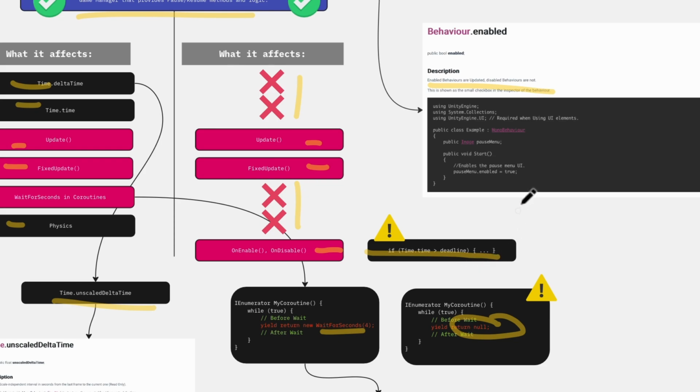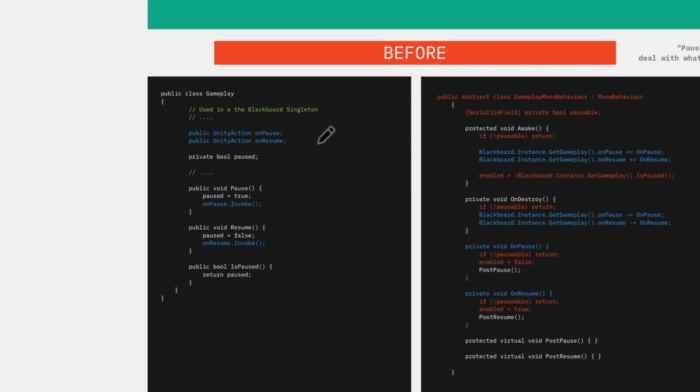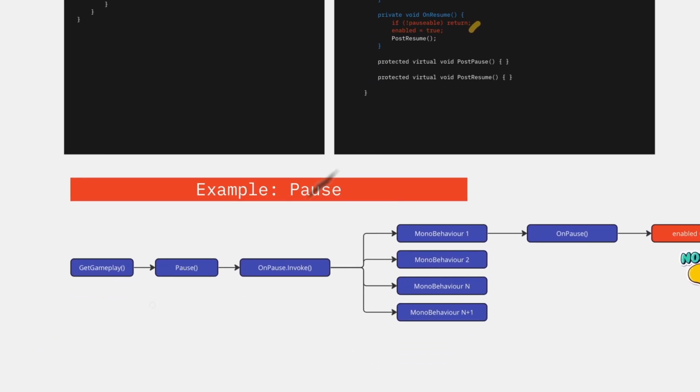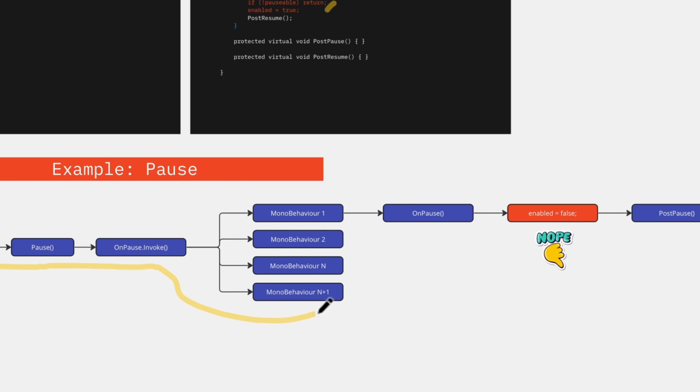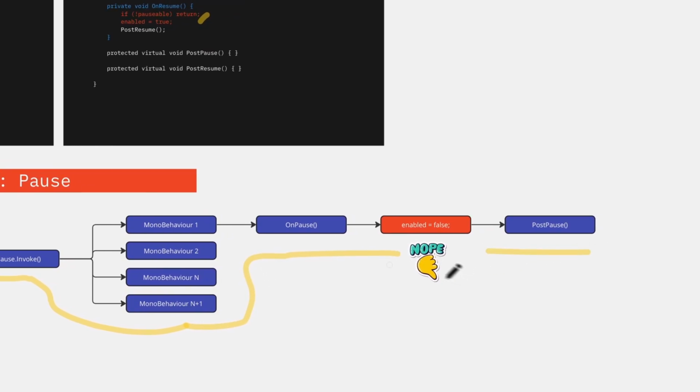Going through this made me reconsider my approach. Before I had the gameplay class, which is part of another singleton, and it was keeping track of the state and invoking events. The abstract class, which is made shorter for clarity here, had the boolean, some guards, and was enabling, disabling this mono behavior. The flow is essentially get the singleton, pause the game, this invokes the event and all mono behaviors receive it. Those who need to pause will disable themselves, and in post-pause we do some custom stuff like coroutines or physics.